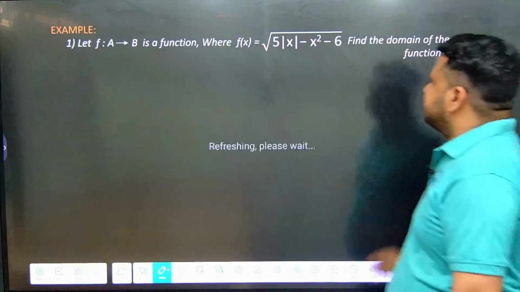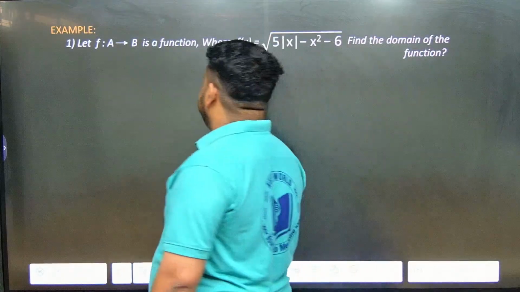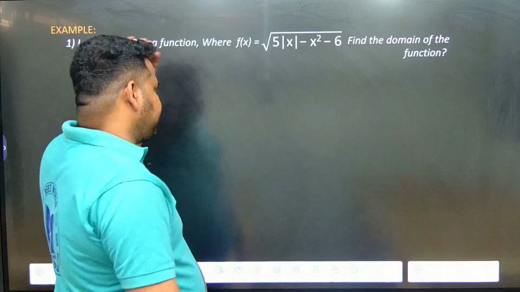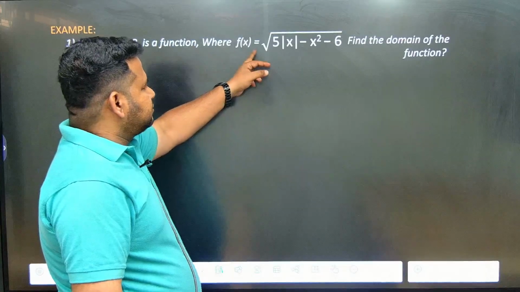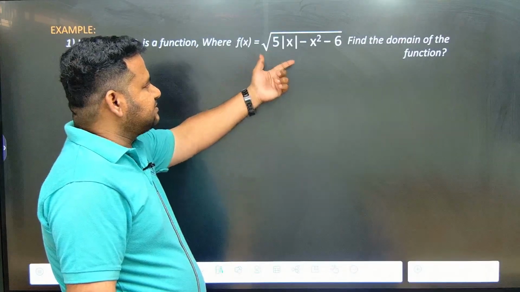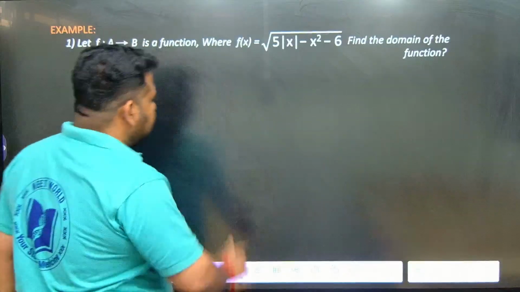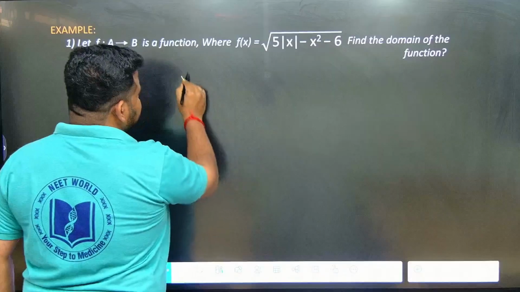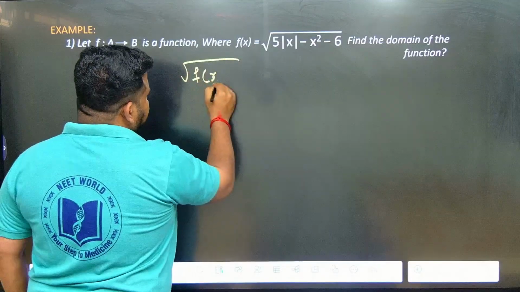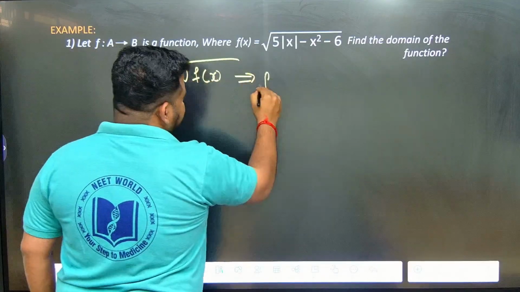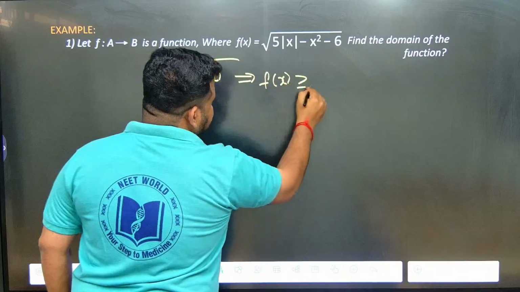Now the modulus function. Let f be a function where f of x is given as the square root of 5 times mod x minus x square minus 6. Here the modulus function is given, no need to panic. The function is the square root of f of x, so to find the domain, f of x should be greater than or equal to 0.